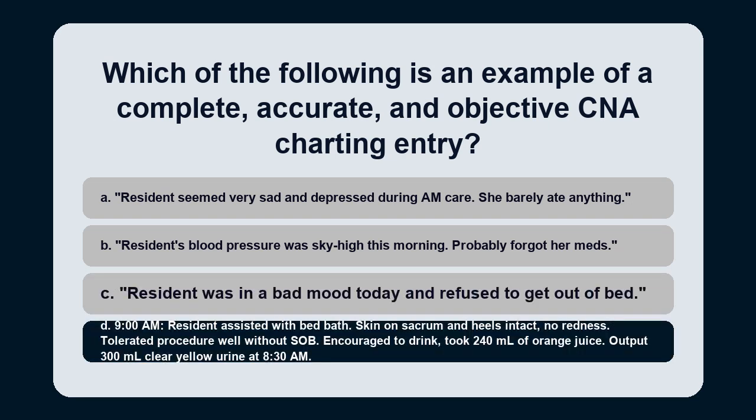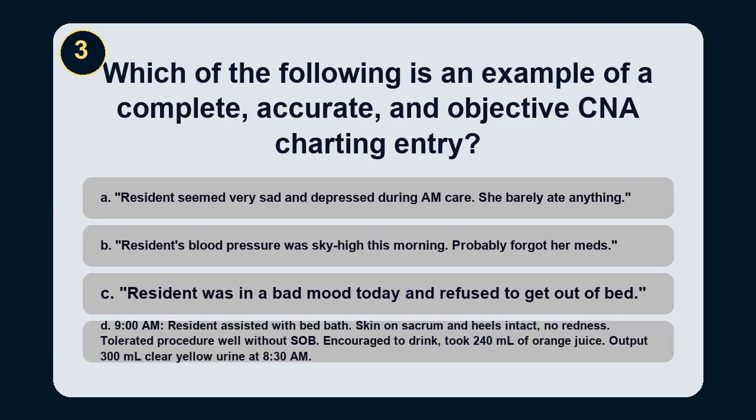Option D. 9 a.m. Resident assisted with bed bath. Skin on sacrum and heels intact, no redness. Tolerated procedure well without SB. Encouraged to drink, took 240 milliliters of orange juice. Output 300 milliliters clear yellow urine at 8:30 a.m.